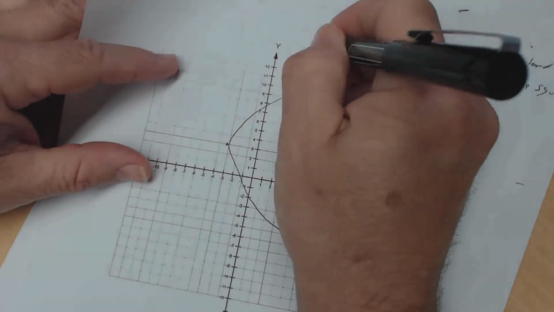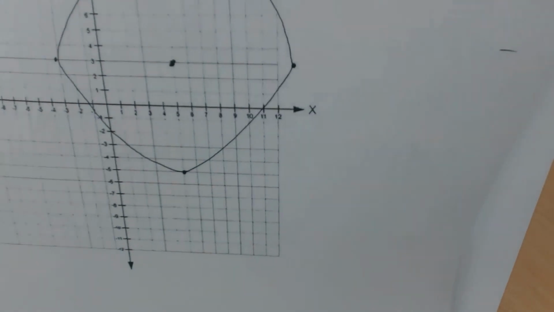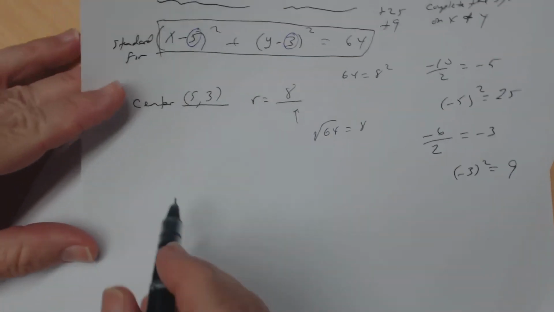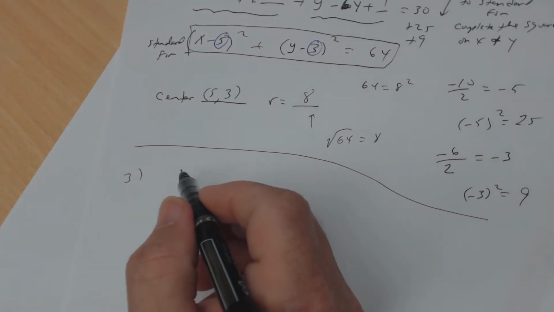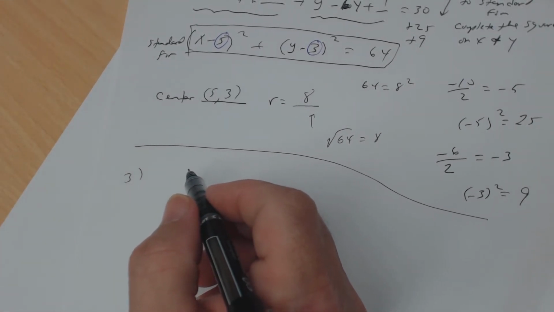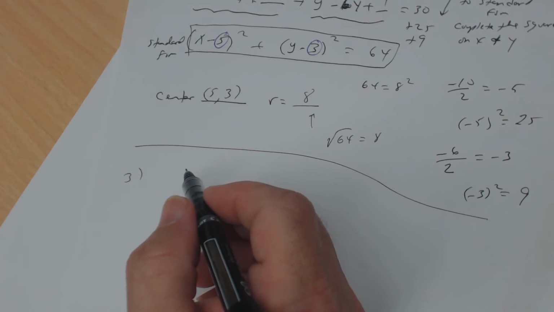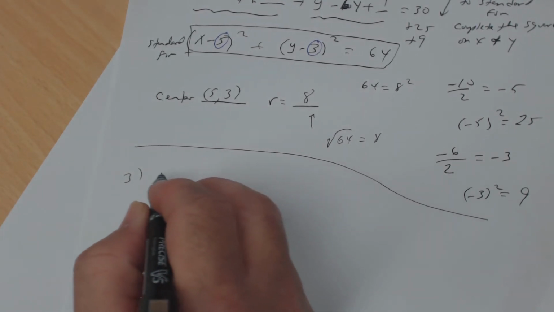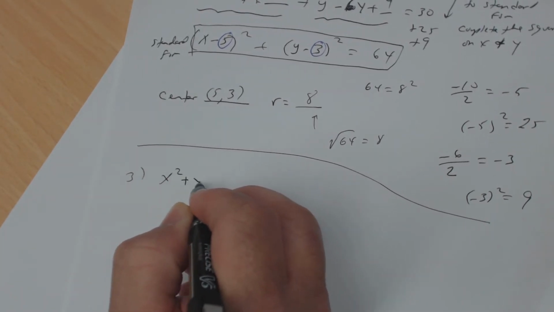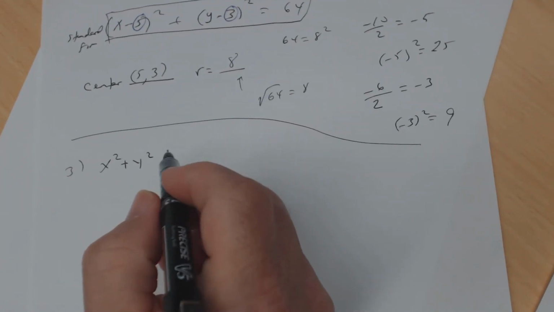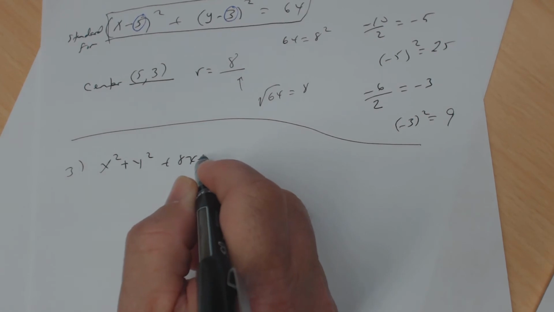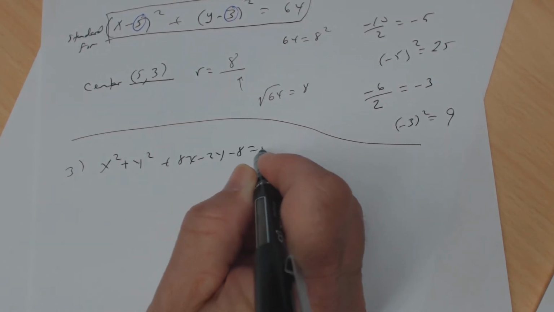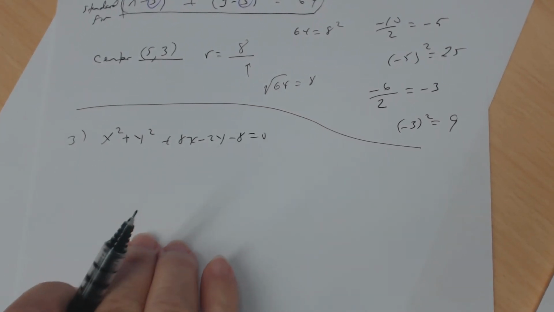Okay, so this is for number 2. All right, let's look at number 3. Number 3, you have this one now. So here's your general form. You have x squared plus y squared plus 8x minus 2y minus 8 equals 0. All right, so there's your general form.